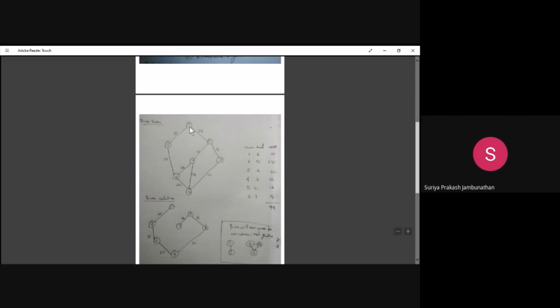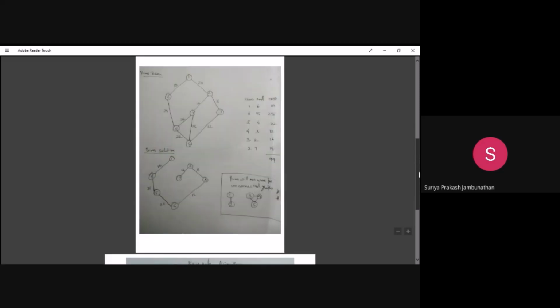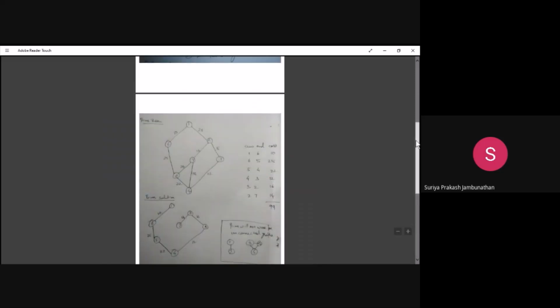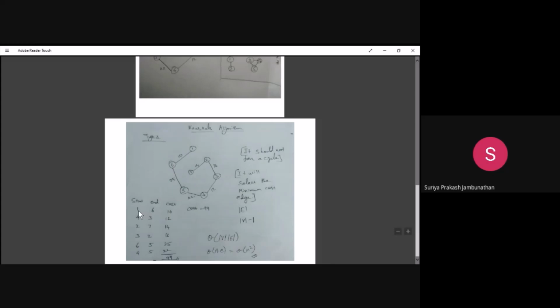So here we are starting with the node 1 to 6. 1 to 6 we are having 10. Please keep in mind 1 to 6 we are having 10. So we put that here as the first solution. Starting node is 1 and ending node is 6. We are putting the cost as 10.